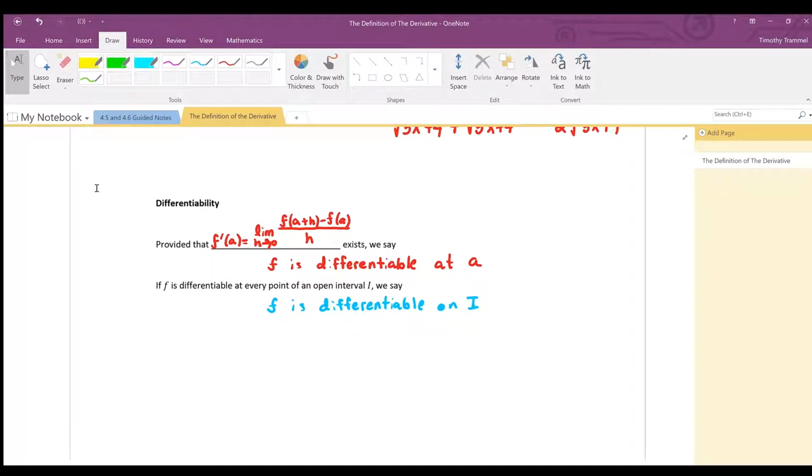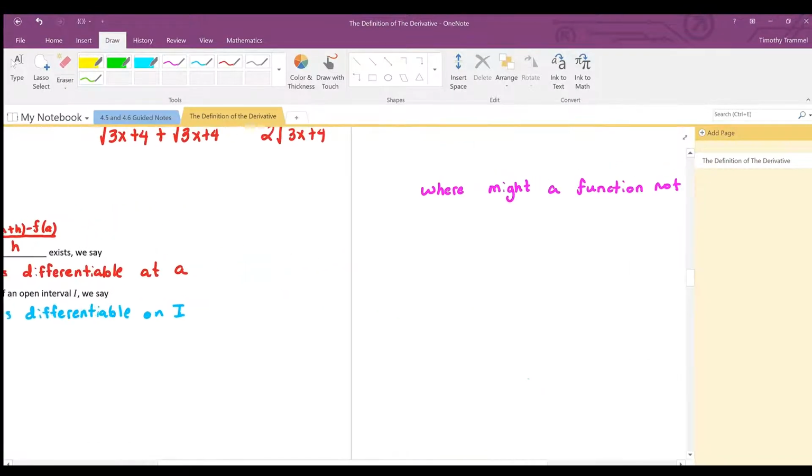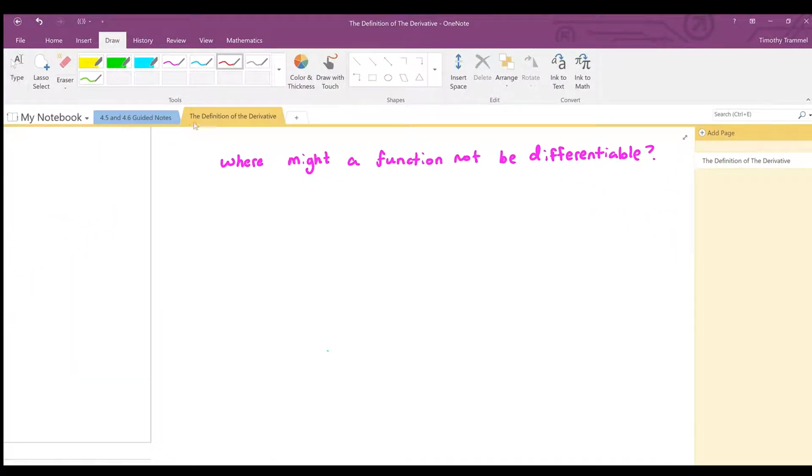So you might be wondering, where does this limit not exist? In other words, what does it look like graphically if the derivative doesn't exist? How can we spot this? Let's find out. We're going to have three cases.